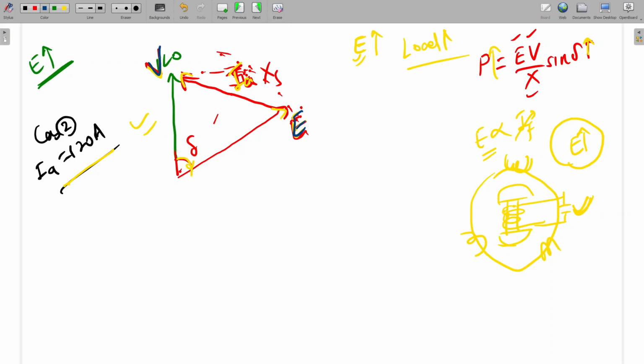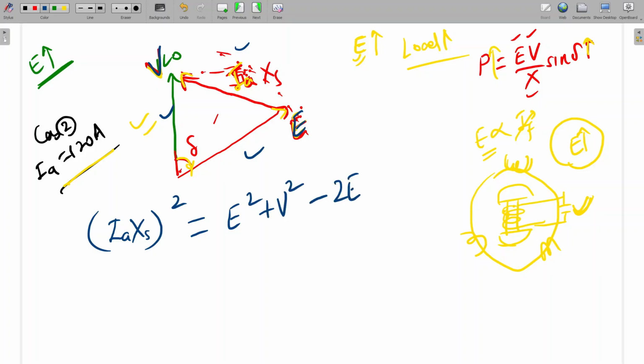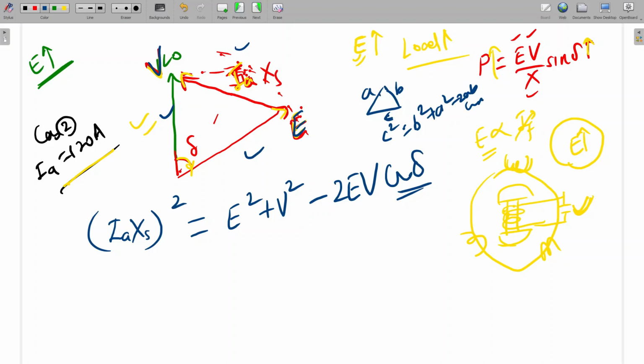So this is a triangle. This magnitude we know, this magnitude we know, and this magnitude we know. So we can write the cosine law: (IA XS) whole square is equal to E square plus V square minus 2 EV cos delta. This is the cosine law. Like in triangle ABC, C square is equal to B square plus A square minus 2AB cos of the angle between A and B. We have already studied this formula in 12th, so the same thing we can apply here.